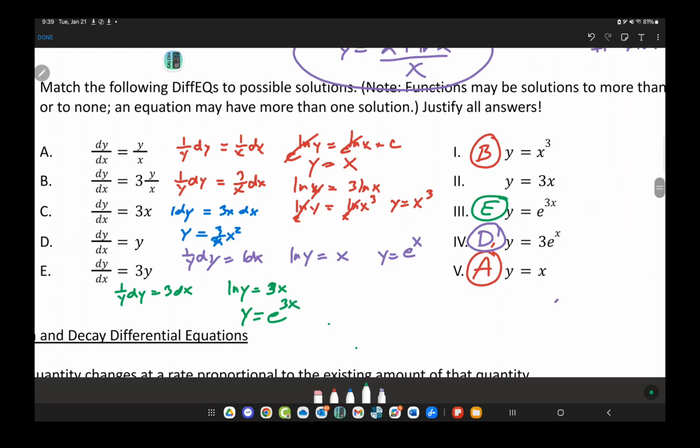Why is D the answer? The coefficient wouldn't eliminate that as a possible solution. It's a possible solution. The coefficient wouldn't eliminate that. Yeah, it goes away. Okay.